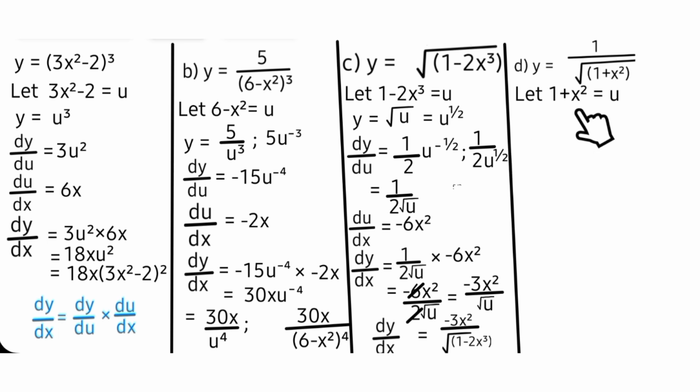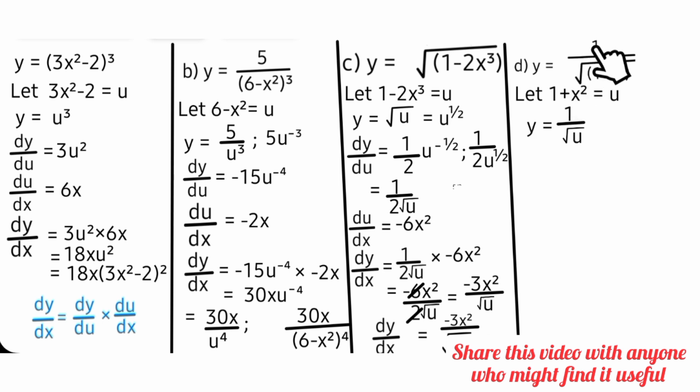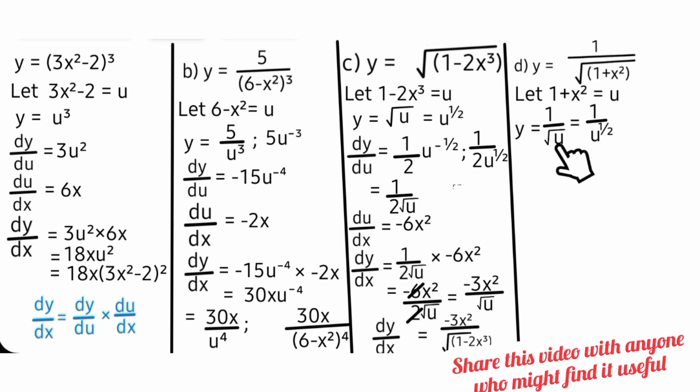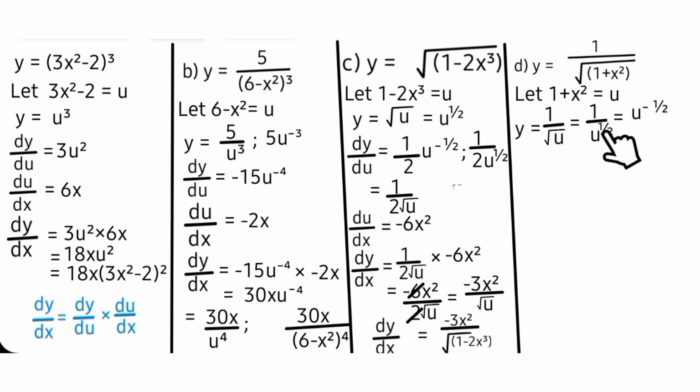Let's answer the last question. Let 1 plus x squared equal u, such that y will be equal to 1 over square root of u. The square root of u means u raised to power 1 over 2. Taking u raised to power 1 over 2 up gives us u raised to power minus 1 over 2. Differentiating this, dy over du equals minus 1 over 2 u raised to minus 1 over 2 minus 1, which gives minus 3 over 2.